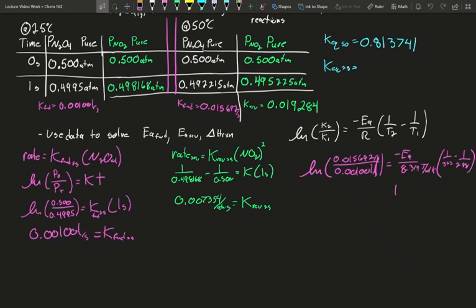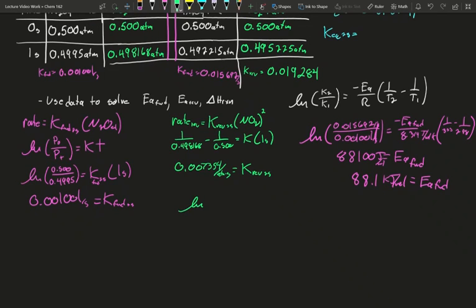Rearrange all this to solve for the activation energy. What we'll find out is that our activation energy for the forward direction, because we're using our K forwards, is going to be equal to 88,100 joules per mole, so approximately 88.1 kilojoules per mole. Same process for our reverse constants. Natural log, we'll use the 25 for the 1 and we'll use the 50 for the 2.